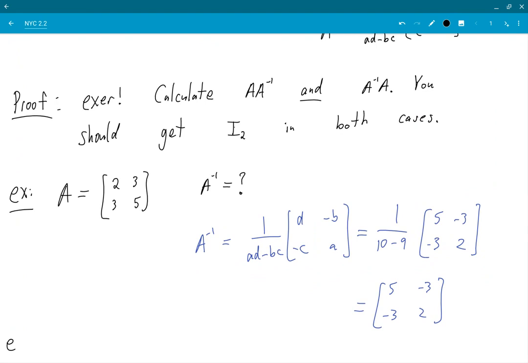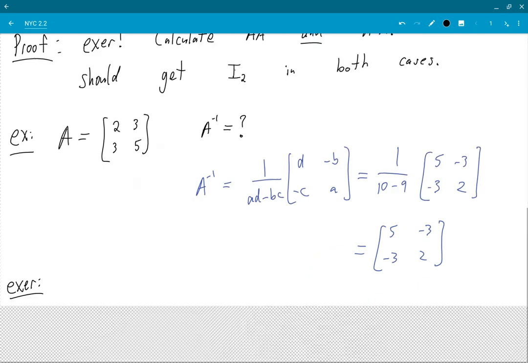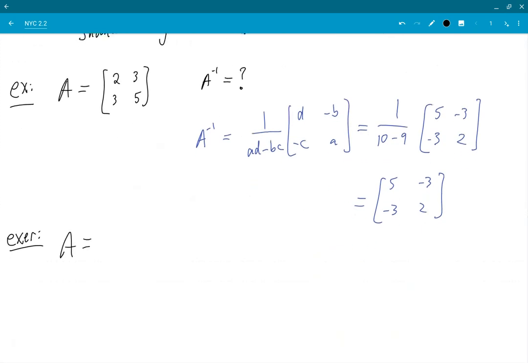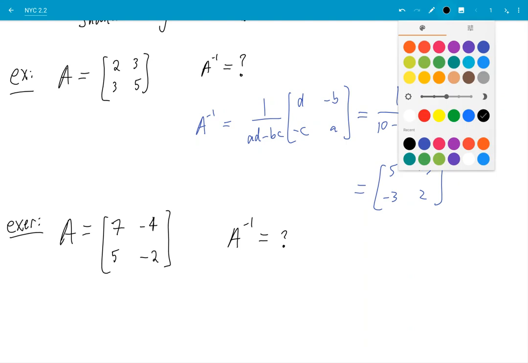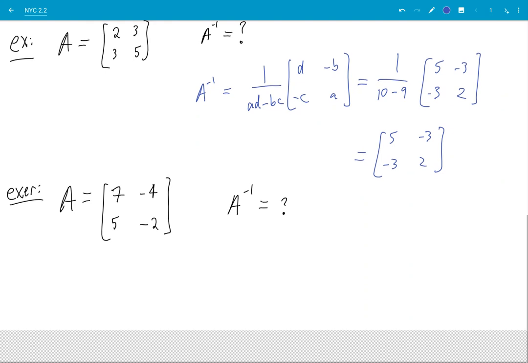So how about an exercise? Let's try something. A is equal to something not so nice. Oh, who cares? 7, minus 2, 4, and 5. All right. A inverse equals what? So pause, try that.